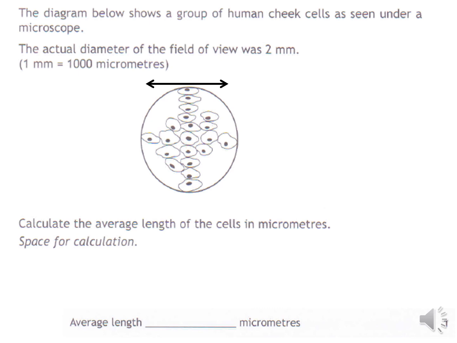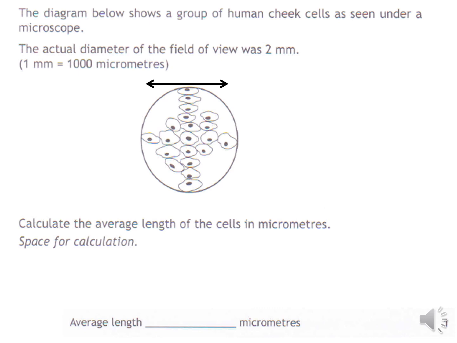Okay folks, we're going to have a wee go at this question now. The diagram below shows a group of human cheek cells as seen under a microscope. The actual diameter of the field of view was 2 millimetres. And we know that 1 millimetre is 1,000 micrometres. So we have to calculate the average length of the cells in micrometres. So we need to do two things here. We first of all need to find out the average length of a cell, and then we've got to do the conversion from millimetres to micrometres.